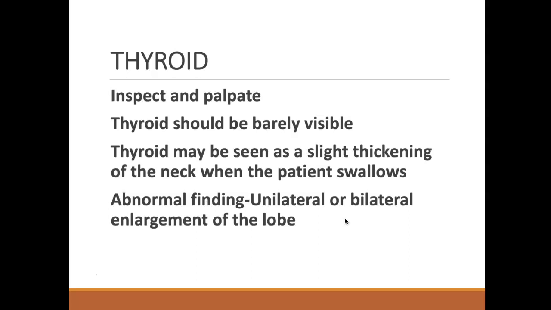Again, you're always going to start with your inspection and then move to palpation. The thyroid should be very visible. It might be seen just like a little thickening of the neck when the patient swallows. We have them hold their neck up and give a little swallow. It looks a little thick, just right above where the trachea is. Again, the abnormal finding would be either unilateral or bilateral enlargement of those lobes of the thyroid in the neck.